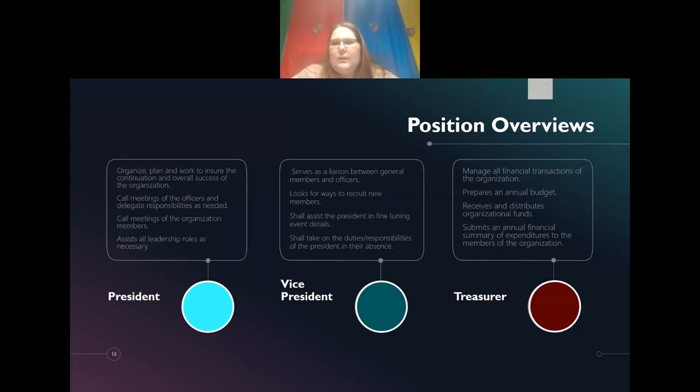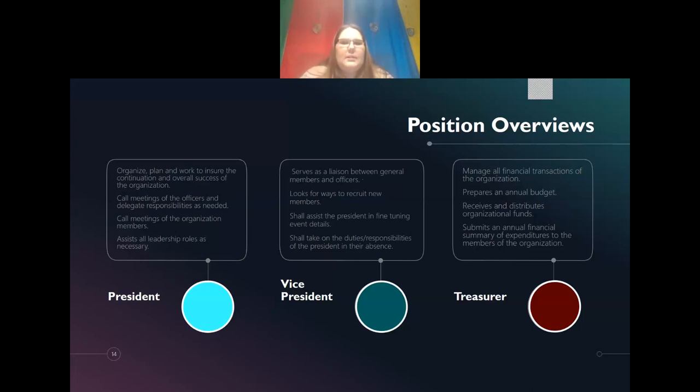When looking at the treasurer, oftentimes we see that they manage all financial transactions of the organization, prepare the annual budget, receive and distribute organizational funds, and submit an annual financial summary of expenditures to the members of the organization. So again, these are the three primary ones. Each role can look different depending on your organization. These are really just basic descriptions of what these roles can serve.